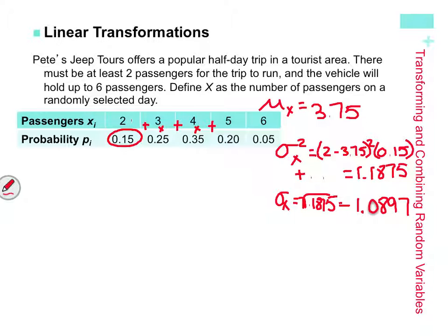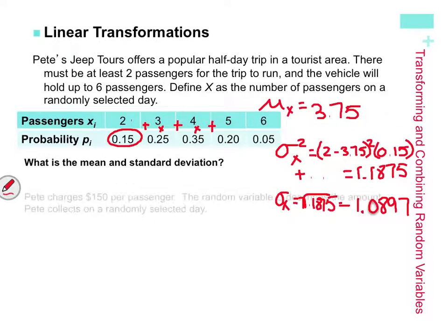So our expected value, or the average amount of passengers, would be 3.75, where on a typical day it would vary by about 1.0897 from the mean. Okay. So now let's take a look at what happens if I twist it a little bit, okay? Now let's say instead of referring to the number of passengers, let's talk about how much money Pete is collecting on a randomly selected day.